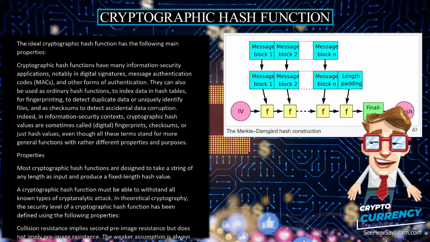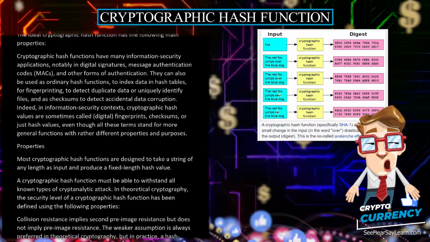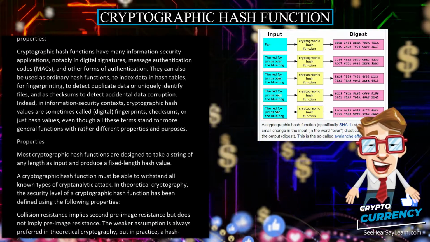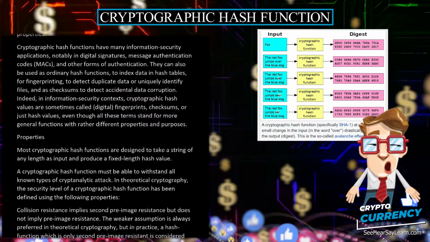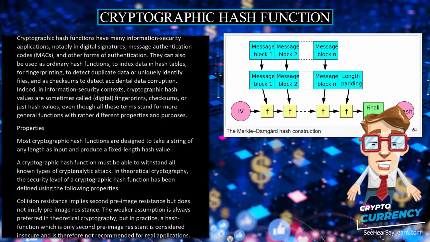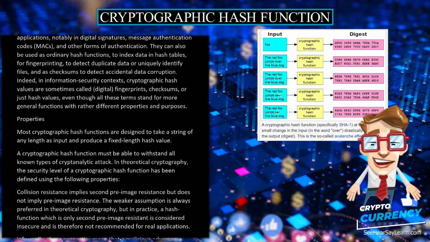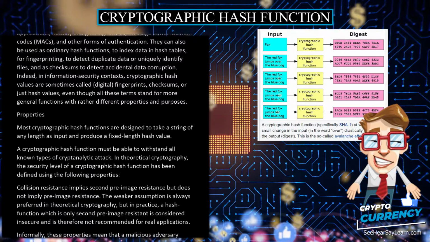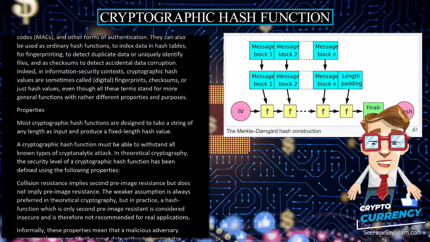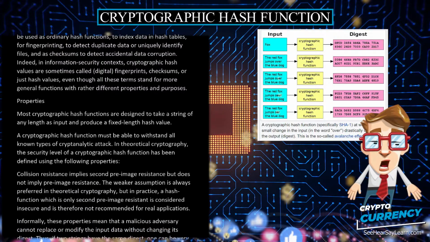Cryptographic hash functions have many information security applications, notably in digital signatures, message authentication codes, MACs, and other forms of authentication. They can also be used as ordinary hash functions, to index data in hash tables, for fingerprinting, to detect duplicate data or uniquely identify files, and as checksums to detect accidental data corruption.